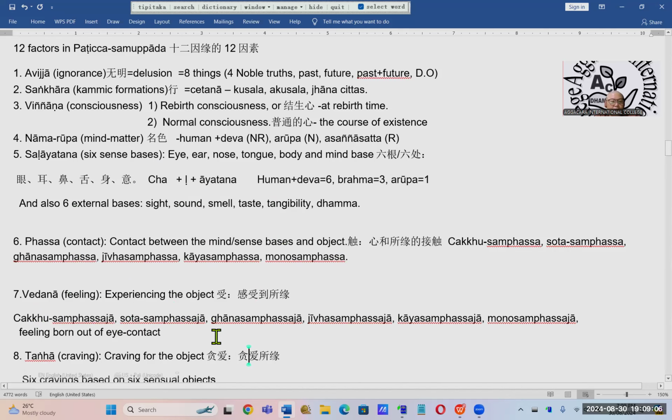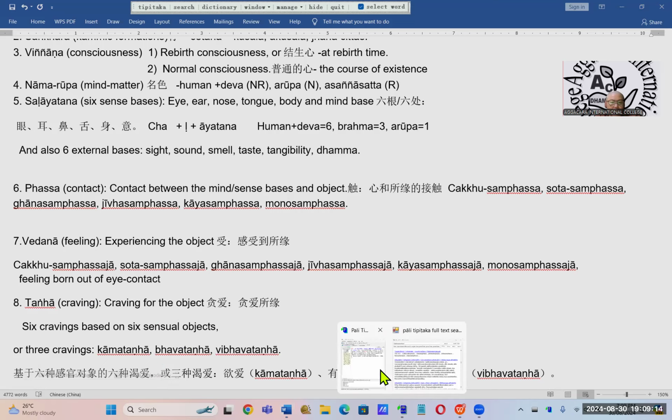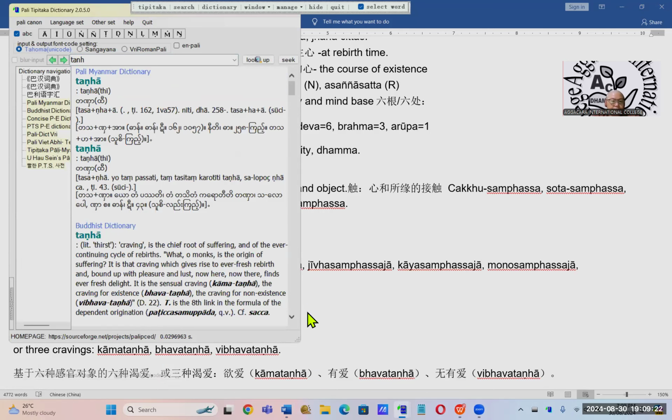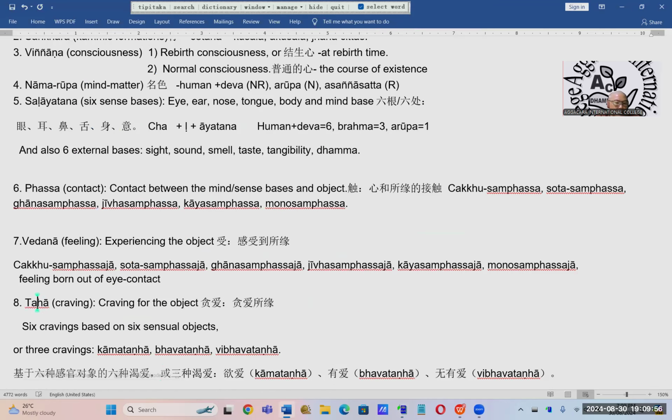After you got feeling, there will be craving. Tanha, craving. Now, there are different translations for this word tanha. Sometimes we call it thirst, sometimes we call it craving. Beside the avijja, craving is also what we call the chief root of suffering. In the Four Noble Truths, you can see sensual craving, craving for existence, and non-existence, vibhava tanha. I think there's a typing mistake. The dot should be put below, not above. Craving for the object.